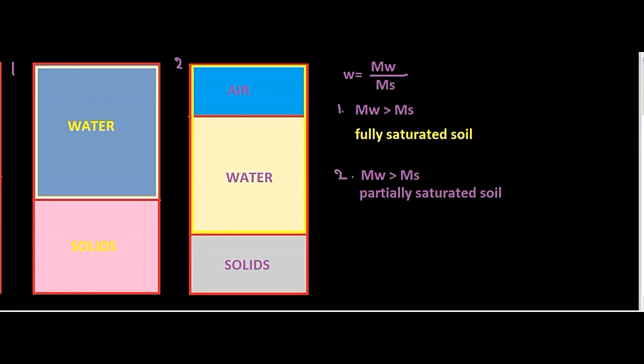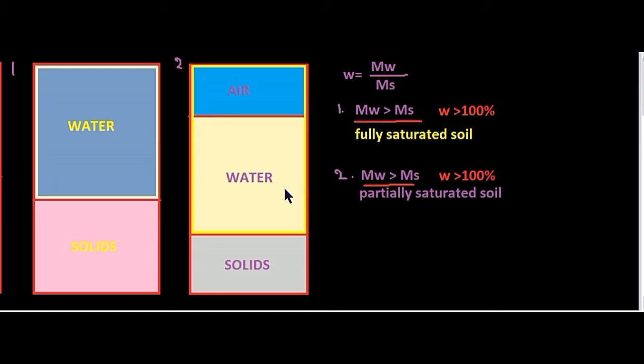But in both these cases, as the mass of water is greater than mass of solids, we have the water content as greater than 100%. So I hope that explains clearly the range of water content in different types of soils. Also, these two cases indicate that more than 50% of the total mass is water.